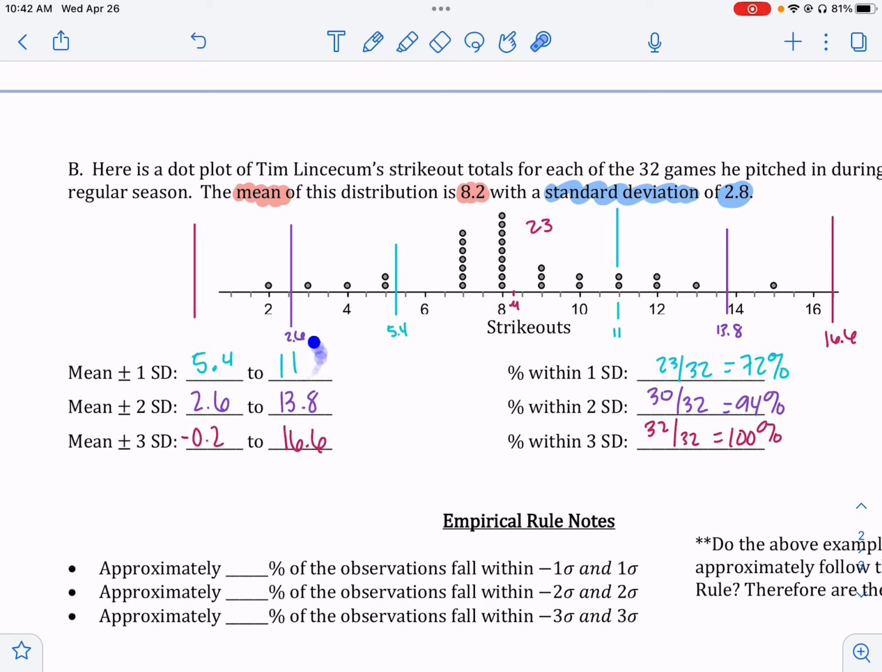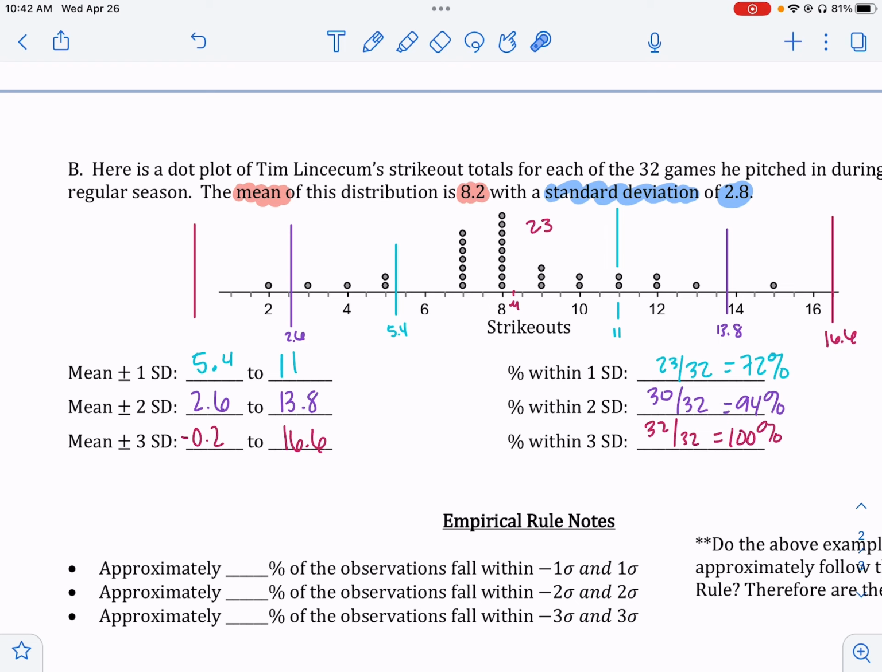We then took our bins that we had, our cutoffs right here, and we added or subtracted that standard deviation of 2.8 again to expand. That's the purple lines here. And we can see that we added 4 more points and 3 more points here, bringing us up to a total of 30. So 30 of the 32 games fall within these 2 standard deviations, which is 94%.